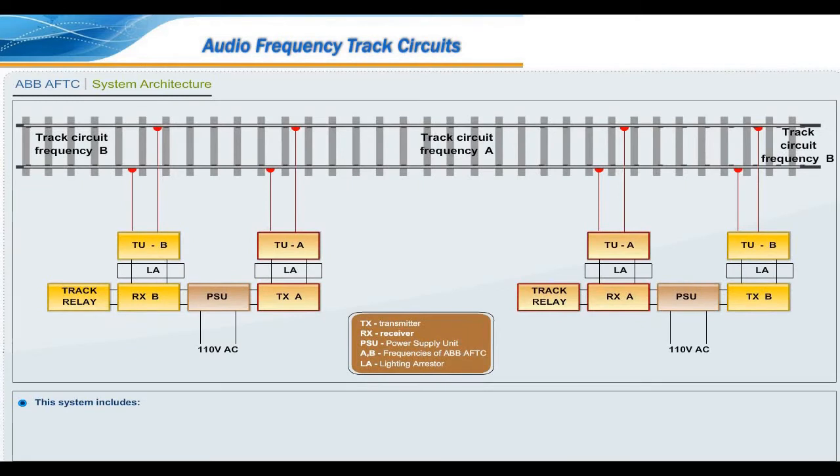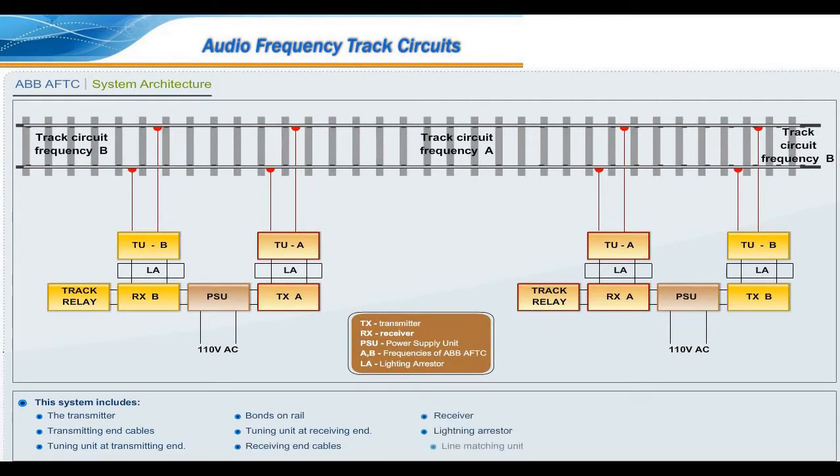This system includes the transmitter, transmitting end cables, tuning unit at transmitting end, bonds on rail, tuning unit at receiving end, cables, receiver, lightning arrestor, line matching unit, impedance bond, and track relay.